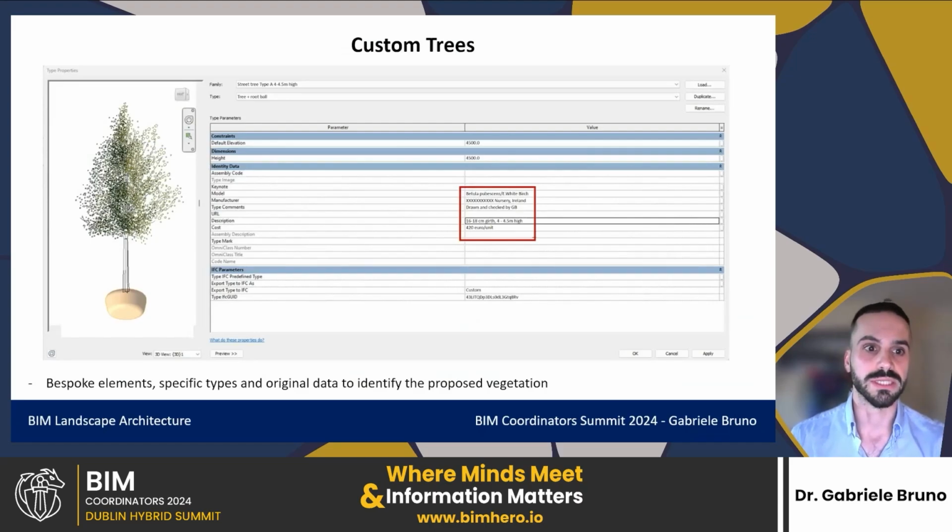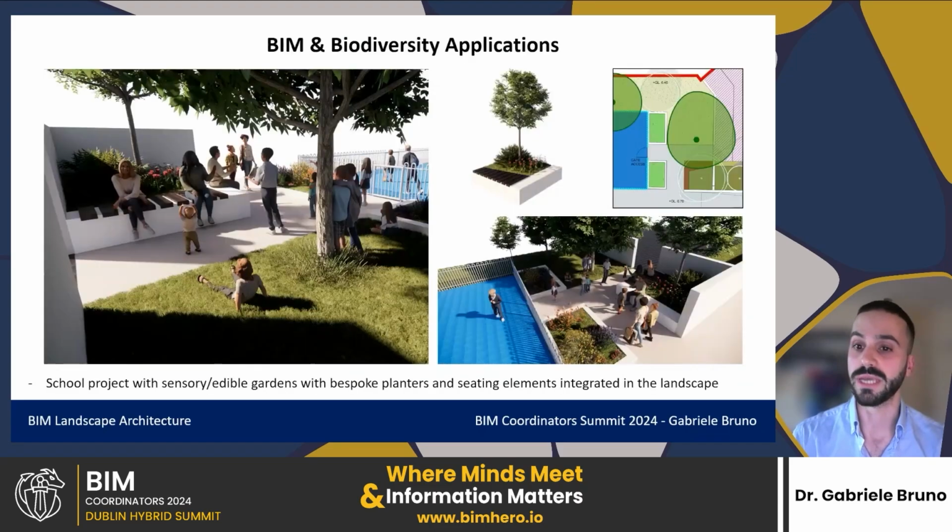Now, another important element that every tree or green element has in my library is the root ball. I use a root ball in every tree because it gives the first detection of any interference with any other model that I'm going to link my model in. For instance, now I'm going to show you some applications where this type of methodology has been extremely useful.